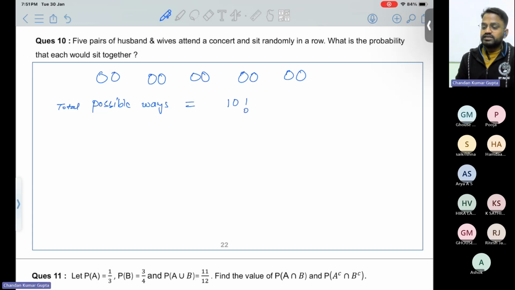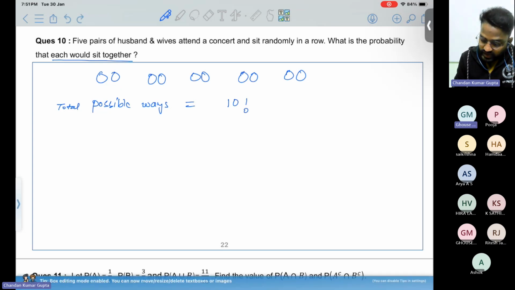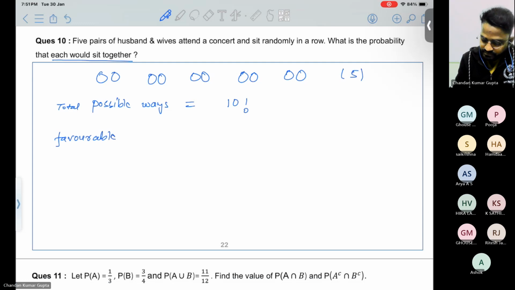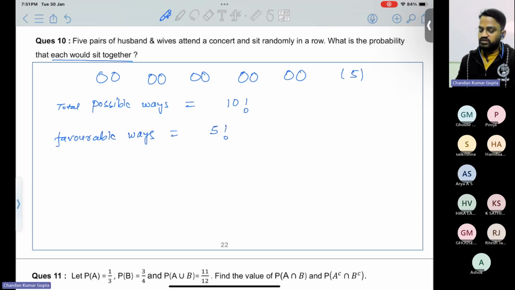No? Okay. So it is clear that 10 factorial ways are there to seat 10 people. Now the restriction is that all the couples should sit together. So first, we treat each couple as a single unit. Then there are a total of 5 couples, 5 units. So in the favorable case, there are 5 factorial ways first.